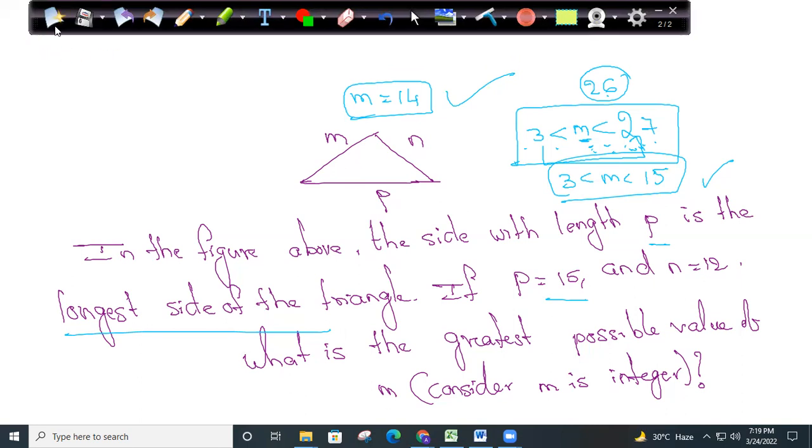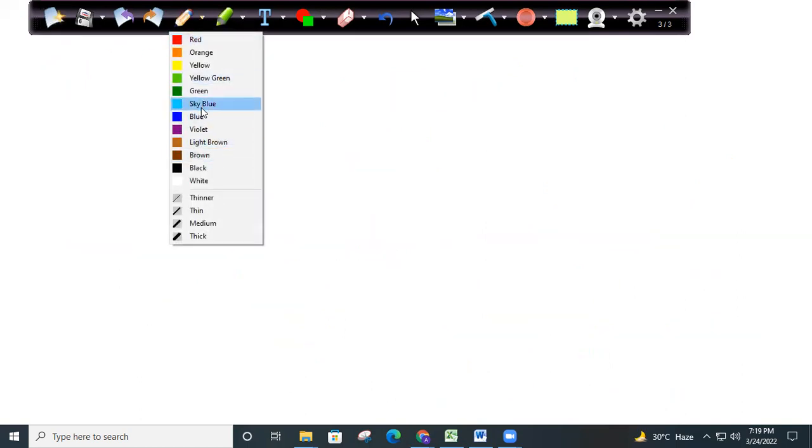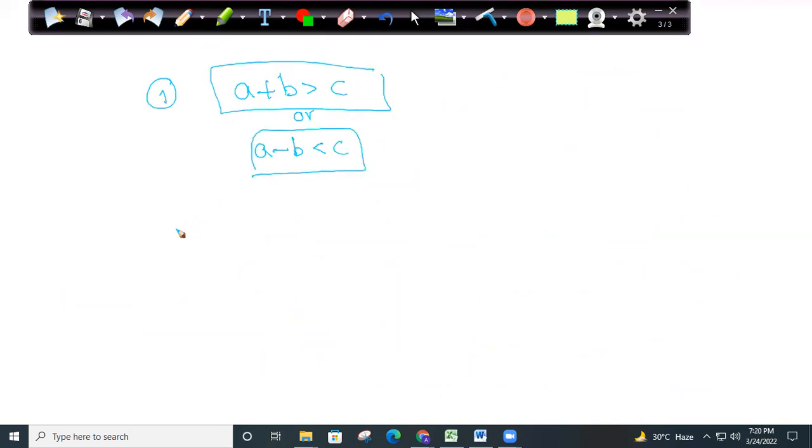Perfect. Okay. So now I'm going back to the concepts. First, let me explain the concepts, then I'll come back to the questions. So there are many more basic simple properties which you should know. The first property is, now everyone give a lot of importance to this property. The sum of two sides should always be greater than the third side, or the difference of the two sides should always be less than the third side. Okay. So this is the first property.